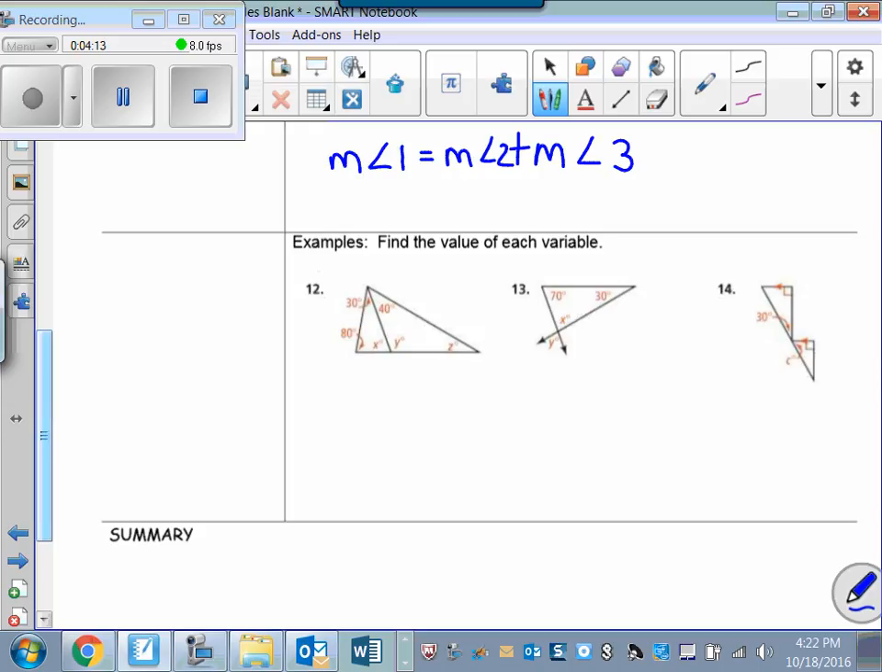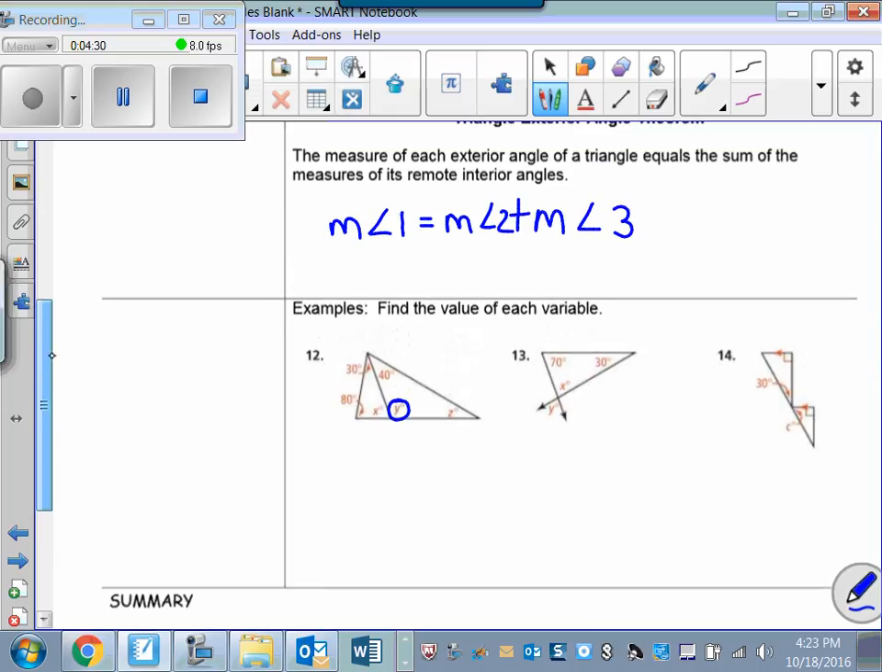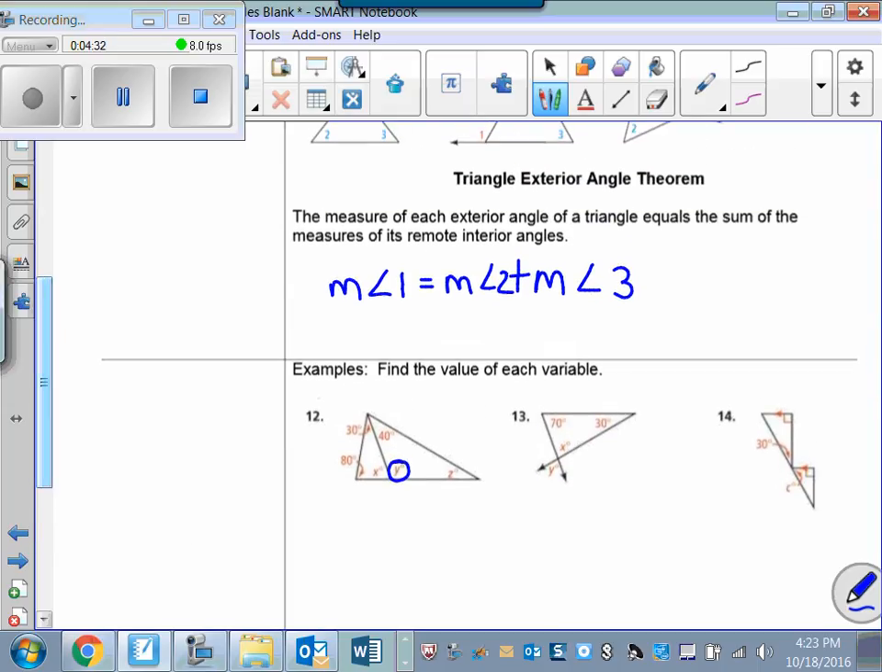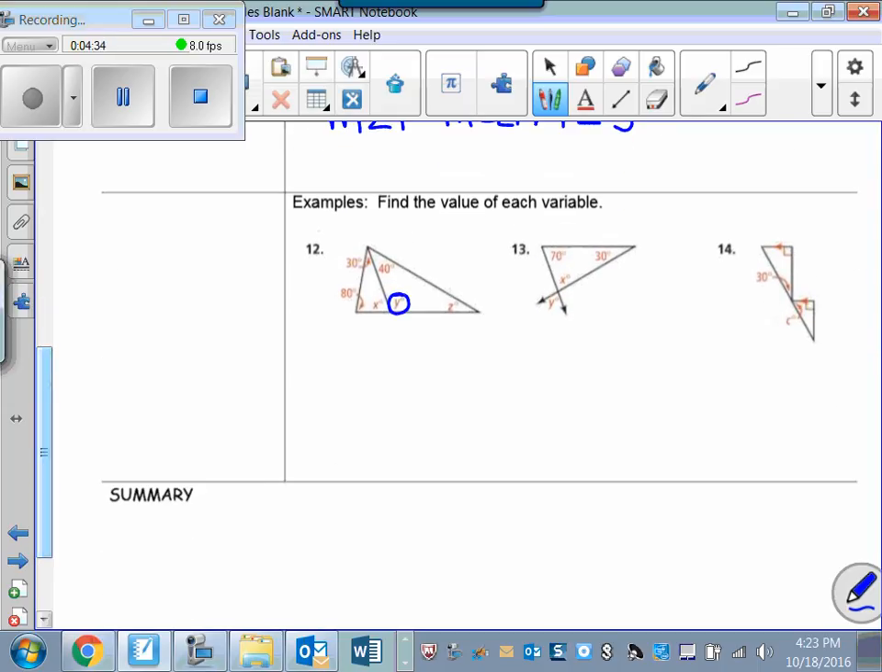All right, so let's work a couple of problems here, and then we'll be done with this little short lesson. Find the value of each variable. Okay, well, where can we start? We could start with x here, or let me use my theorem that I just learned, and let me start with y, so I can practice using my new theorem. What do I know about y because of the triangle exterior angle theorem? I know that y is the sum of this angle and this angle, so 80 plus 30, so that's 110, right?